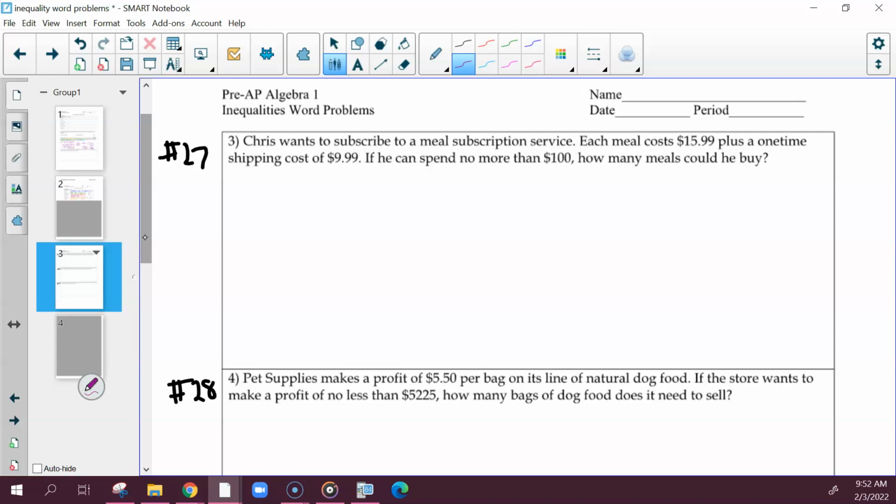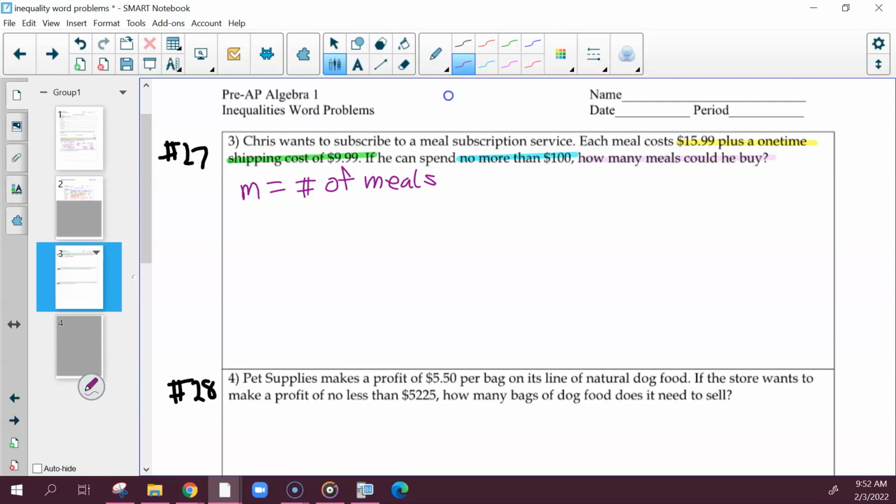So really quickly, important things. Chris wants to subscribe to a meal subscription service. Each meal costs $15.99 plus a one-time shipping cost of $9.99. If he can spend no more than $100, how many meals could he buy? So the number of meals would be our variable. Our inequality word here is what?